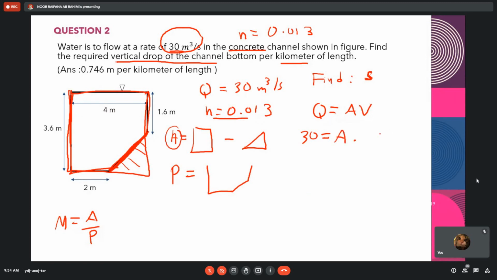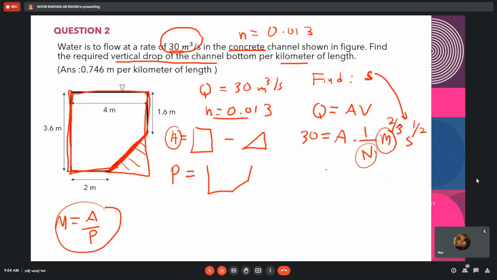And then velocity for Mannings is equal to 1 over n, M 2 over 3, S 1 over 2. Okay. So kat sini dah nampak n dah bagi, M dah kira tadi. This one M dah kira. S yang kita nak dapatkan. So kita dah boleh solve this equation. Finally kita dapatlah S sama dengan berapa.